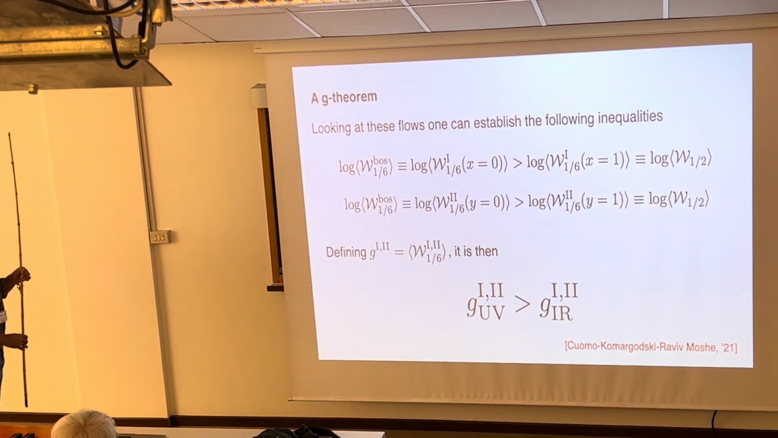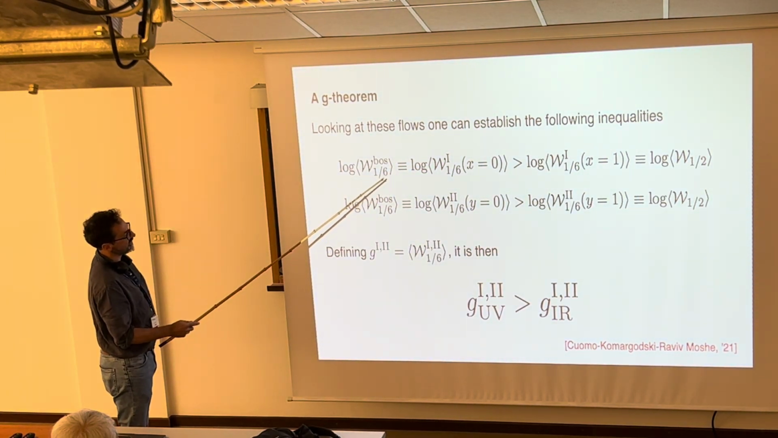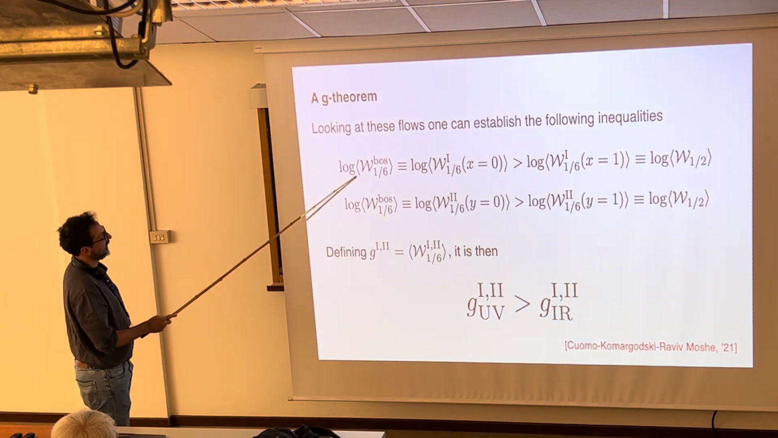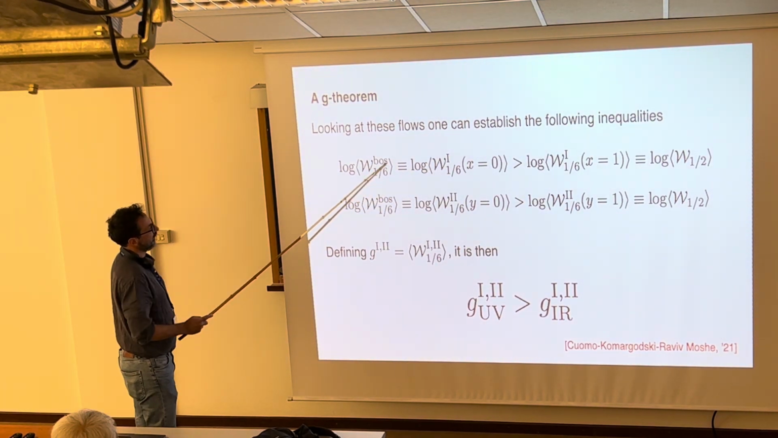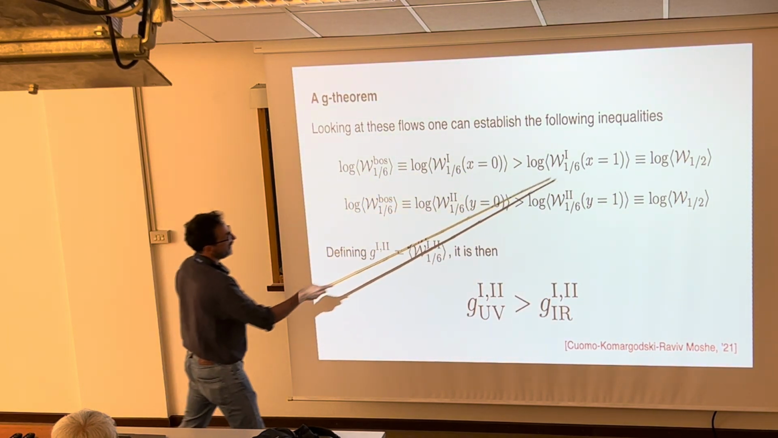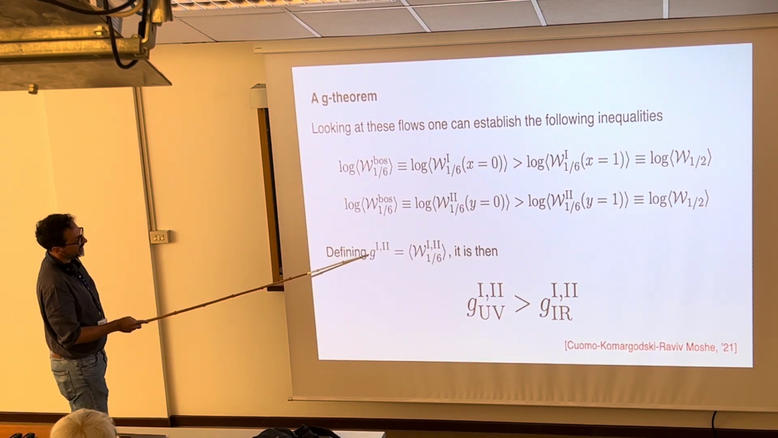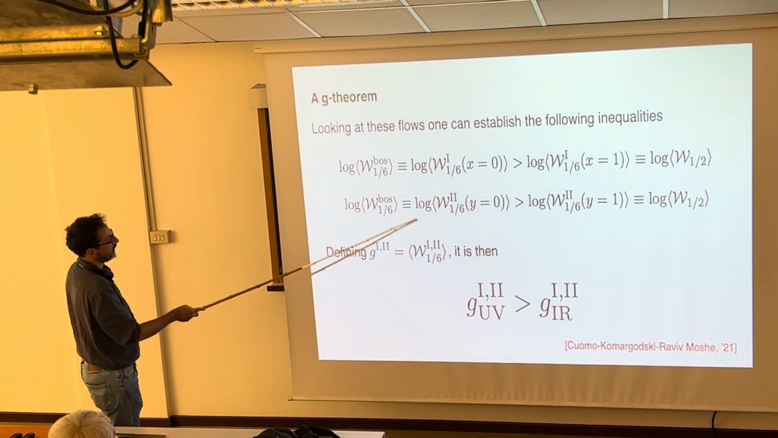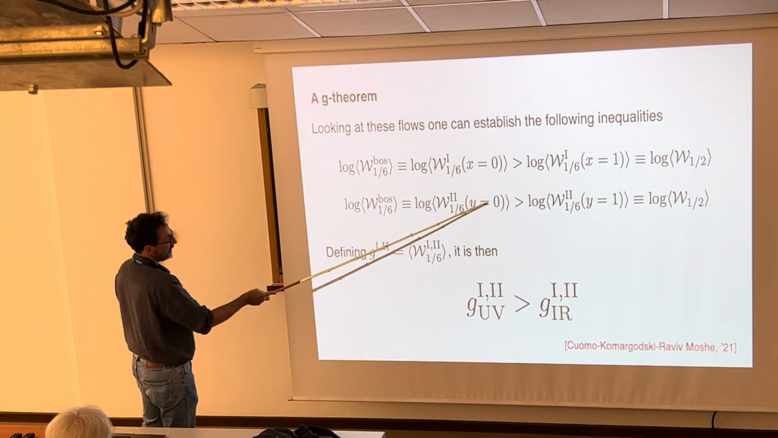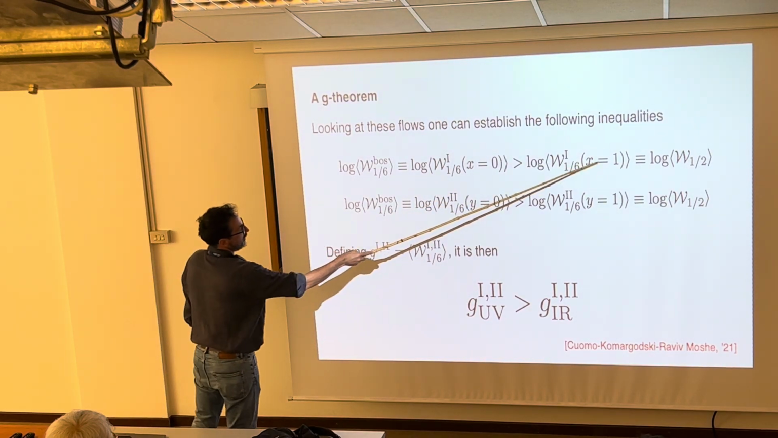You can also establish a g-theorem, because looking at these flows, you can check that you have these inequalities just by adding these explicit expressions. So, for example, you can check that the log of the expectation value of a 1/6 BPS bosonic Wilson loop is always larger than the log of a 1/2 BPS operator. And so if you define some g function, which is the expectation value of actually, and then this bosonic 1/6 BPS is related to the fermionic 1/6 BPS just by taking some of the parameters to 0. So x equal to 0, y equal to 0, x equal to 1, y equal to 1, and so on.